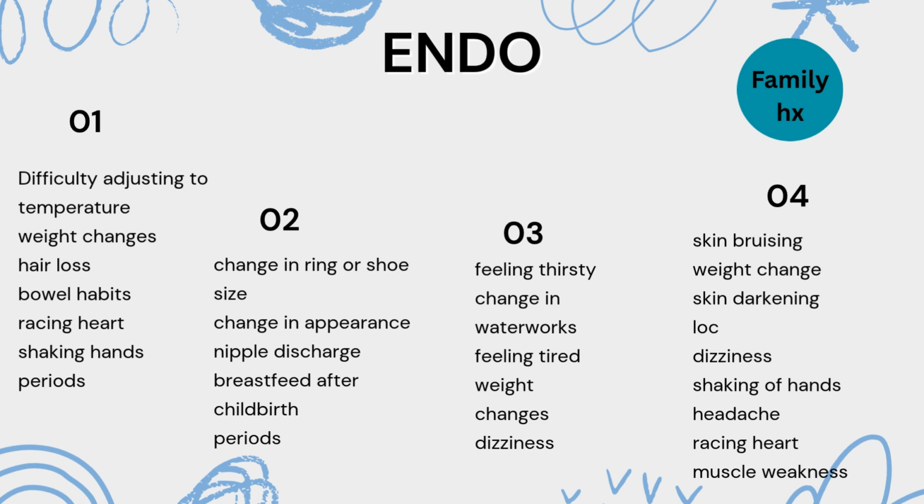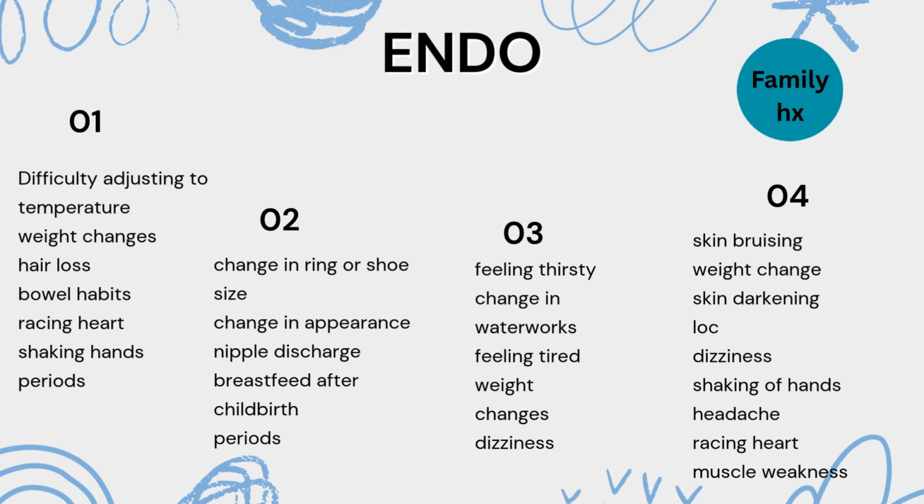Then ask about, do you have any excessive hair loss? Make sure to use the word excessive. Any change in your bowel habits? So that would cover diarrhea and loose stools both. Any racing of your heart? This is to ask about palpitation seen in hyperthyroidism. Any shakiness of your hands? Don't use the word tremors. And about periods.